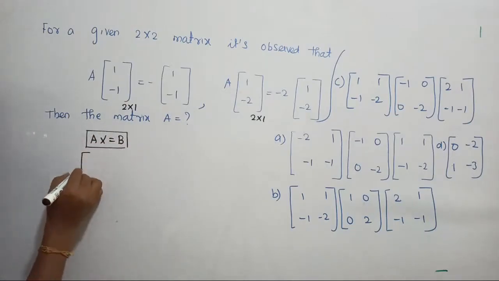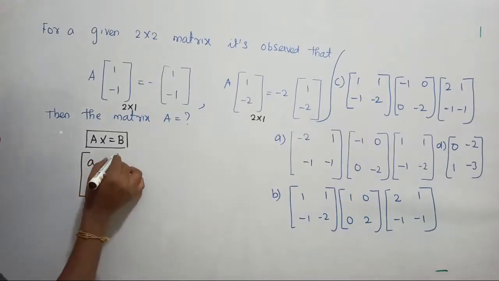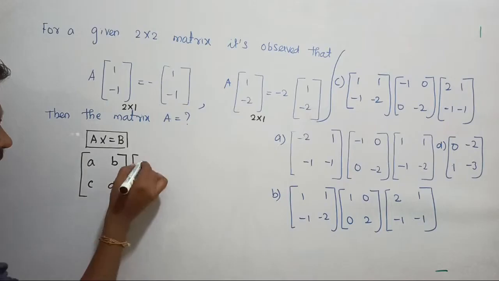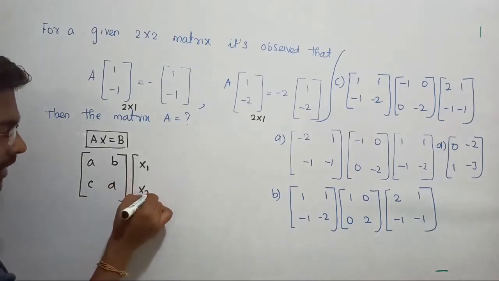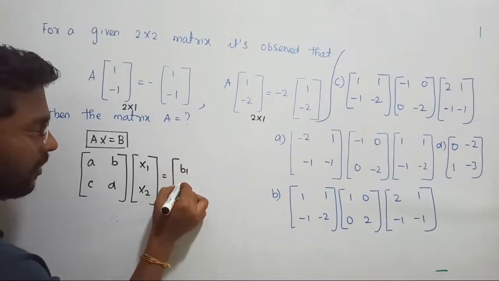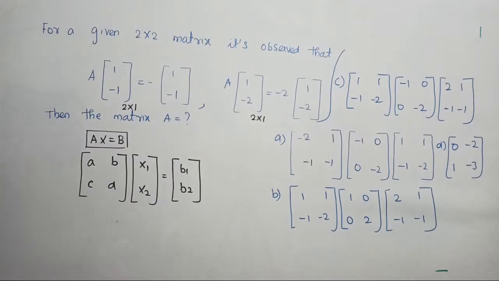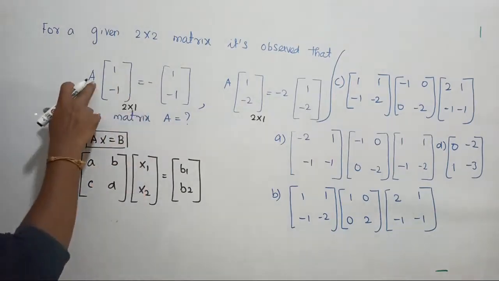How do we write AX equal to B? For an example, if I consider a 2 cross 2 matrix A, B, C, D, its corresponding vector is x1, x2, and it should be equal to matrix B, which will appear here. Let me write B1, B2. Let us drag matrix B here. It is in the same form, but matrix A is hidden.